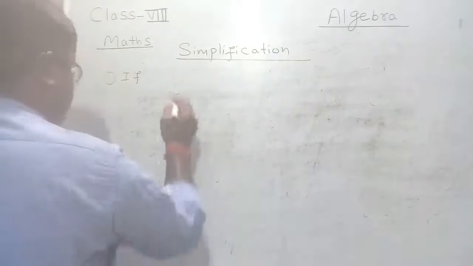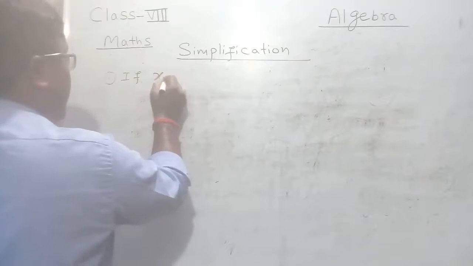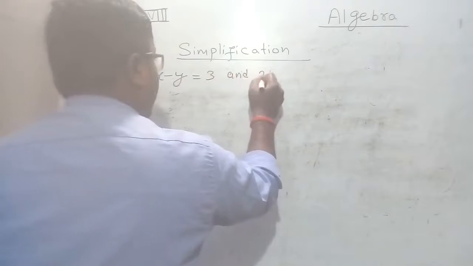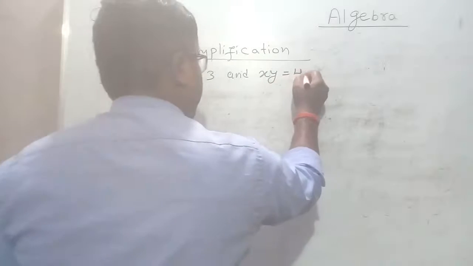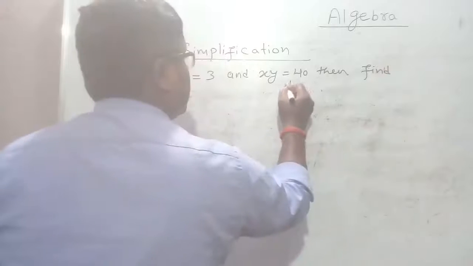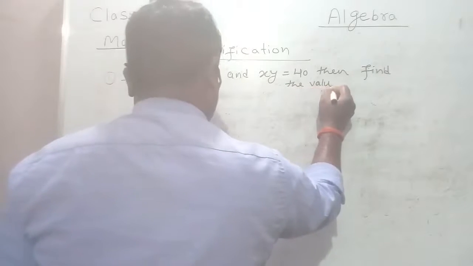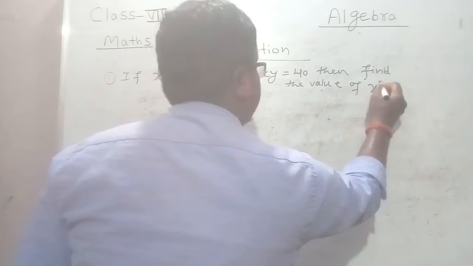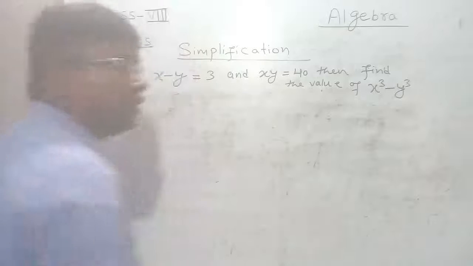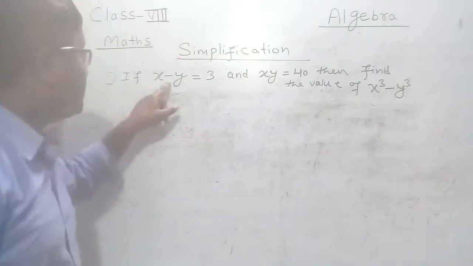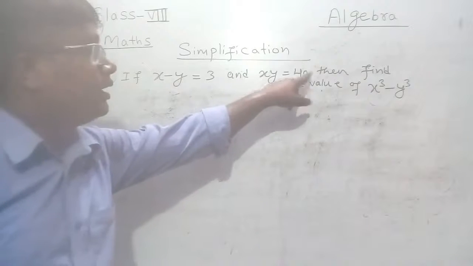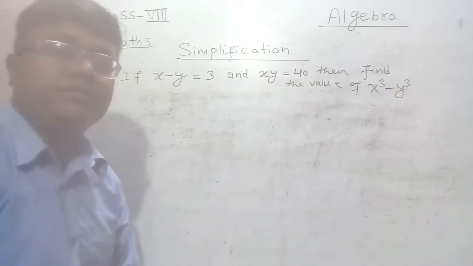So if x minus y is equal to 3 and xy is equal to 40, then find the value of x cube minus y cube. Okay, so the question is, if x minus y is equal to 3 and xy is equal to 40, then find the value of x cube minus y cube.